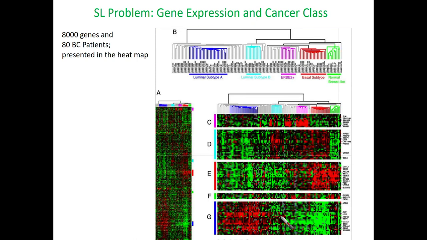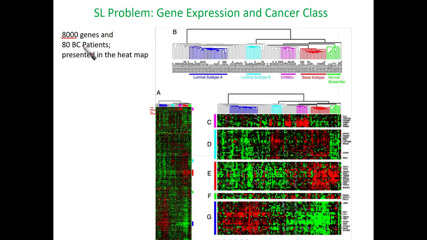Now, we also have, as we said a little bit, gene expression and cancer class. For example, this is data. Here is actually a large amount of data. There are 8,000 genes and 80 breast cancer patients. This is called a heat map. Okay, this kind of representation, we say heat map. So this is actually that heat map. Okay, and each row, in a very small row, represents a gene. There are 8,000 genes, so that means there are 8,000 rows from here to here.